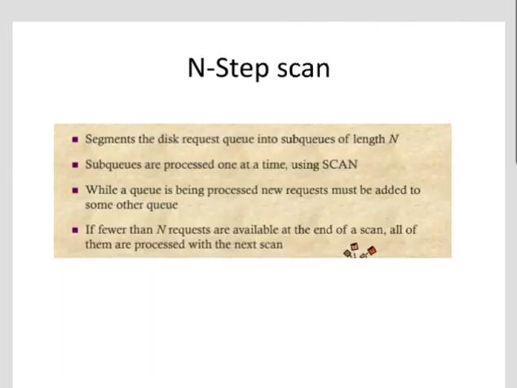Next is N-step SCAN. Here, it segments the disk request queue into subsequences of length N. The subsequences are processed one at a time using SCAN. New requests are added to the other queue when a queue is being processed.